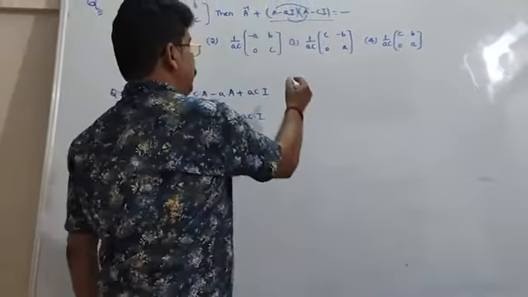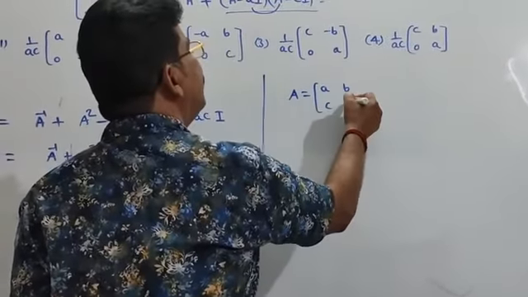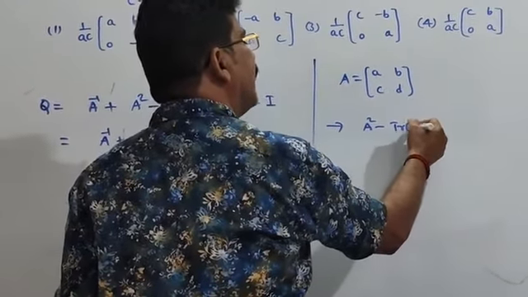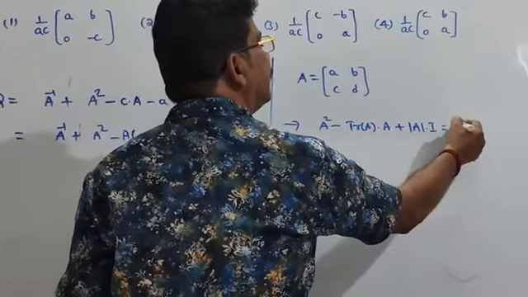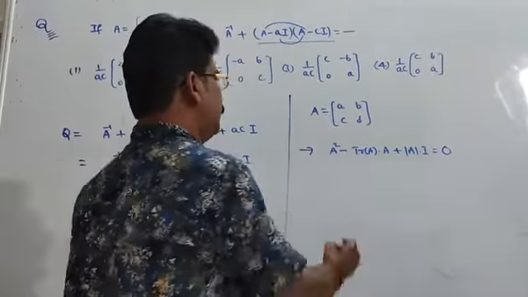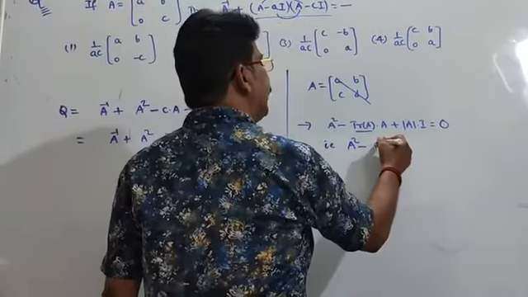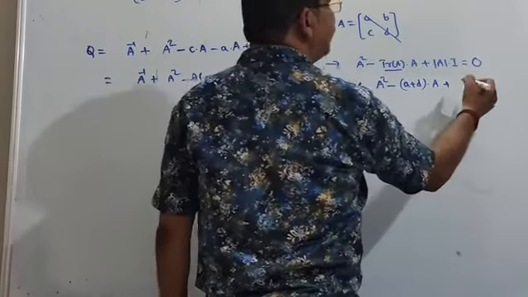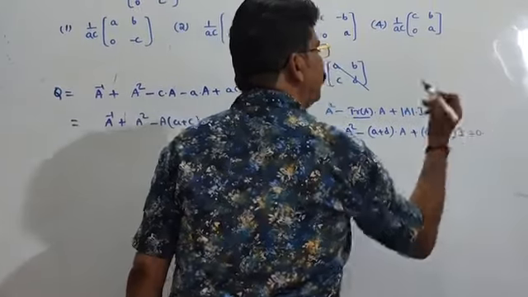Okay, one minute. Already I said one shortcut for a 2 by 2 matrix. If the matrix is [A, B; C, D], then A square minus trace of A into capital A plus determinant of A into I is equal to the zero matrix. It is true for every 2 by 2 matrix. So that is A square minus trace of A, which means A plus D, into capital A plus determinant AD minus BC, into capital I, that is equal to 0.